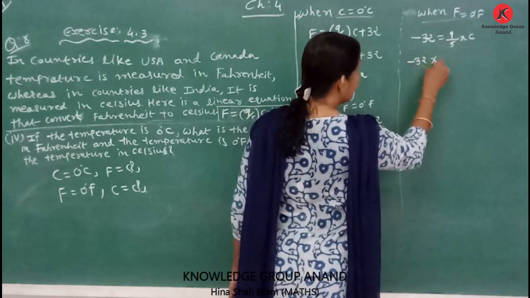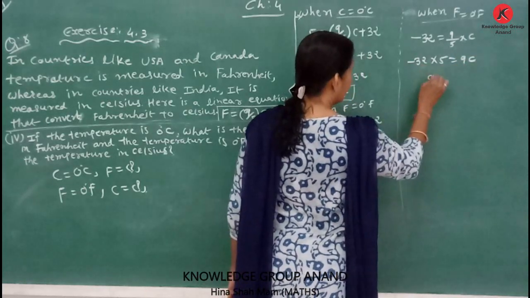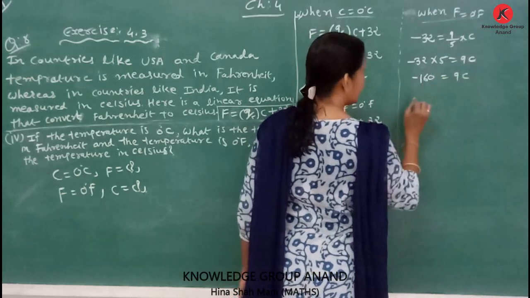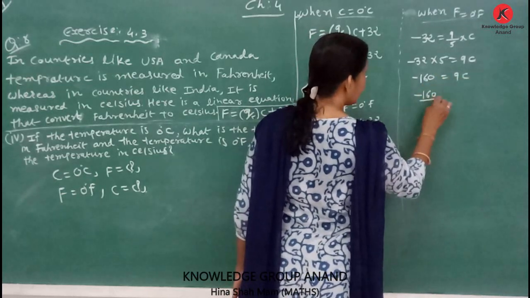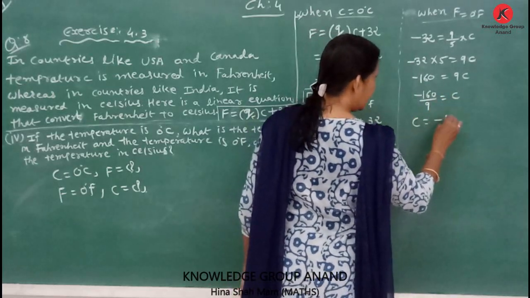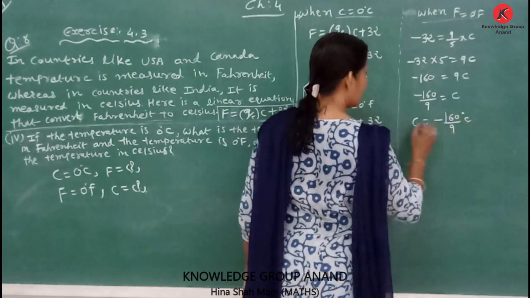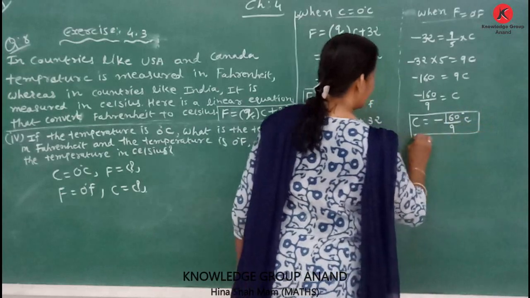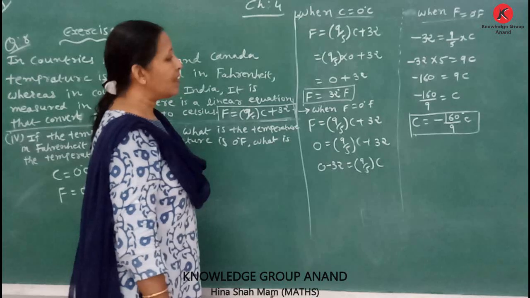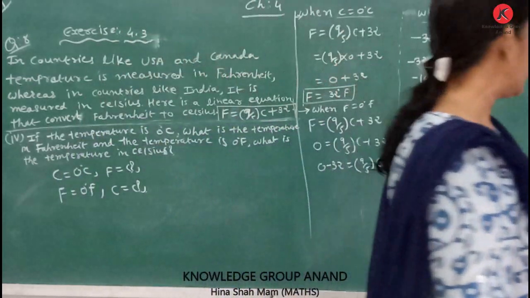Minus 32 multiplied by 5 is equal to 9C. Minus 160 is equal to 9C. Minus 160 upon 9 is equal to C. Therefore, C is equal to minus 160/9 degrees Celsius when F is equal to 0 degrees Fahrenheit.